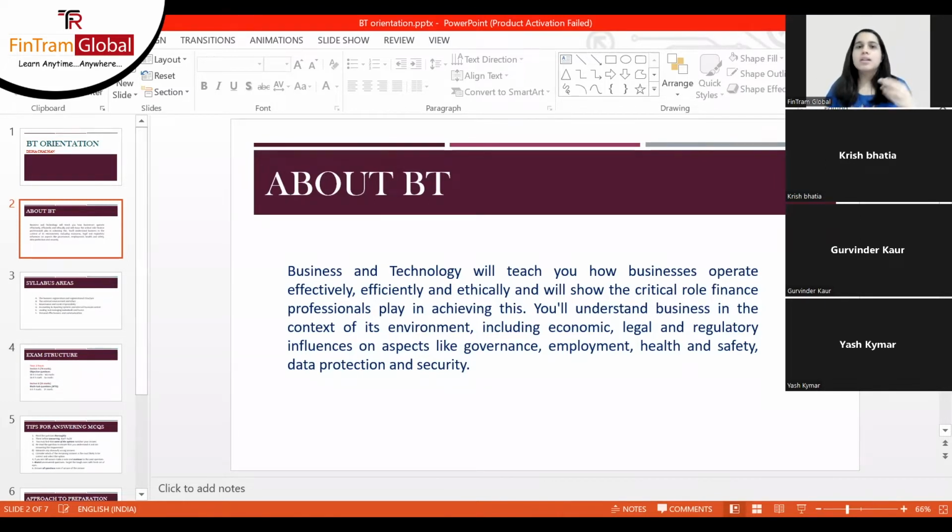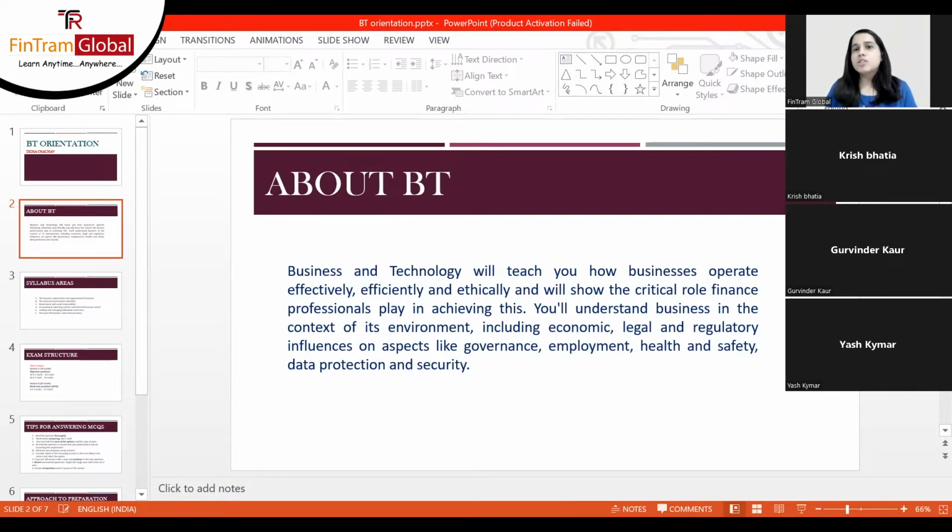And of course, a little bit of technology is also added, since the name is Business and Technology. We look at how technology these days impacts businesses, because this is relevant, right? Technology impacts various businesses, any organization, so how does it impact? All of that is something we will be studying in this particular exam.